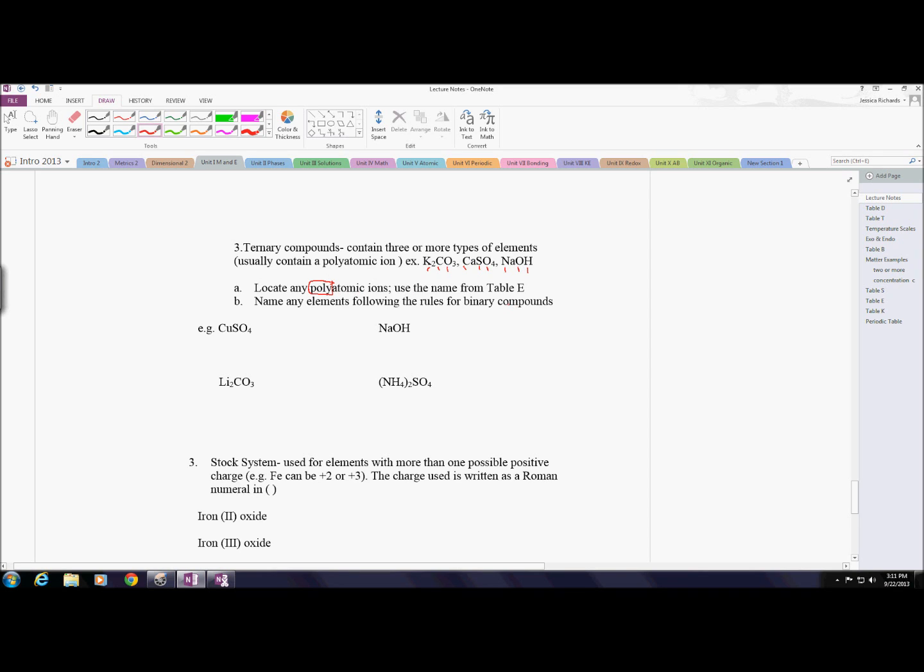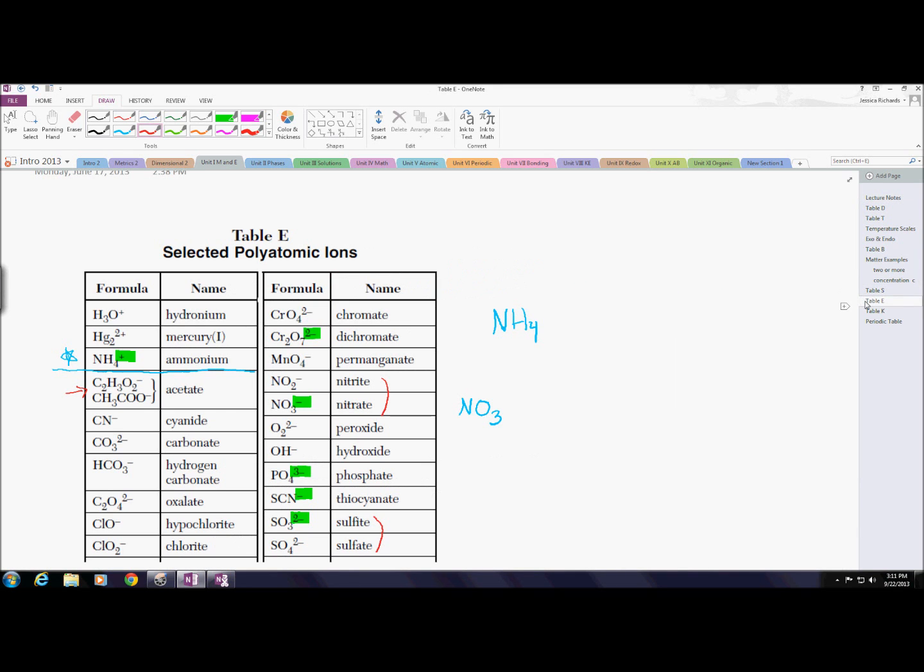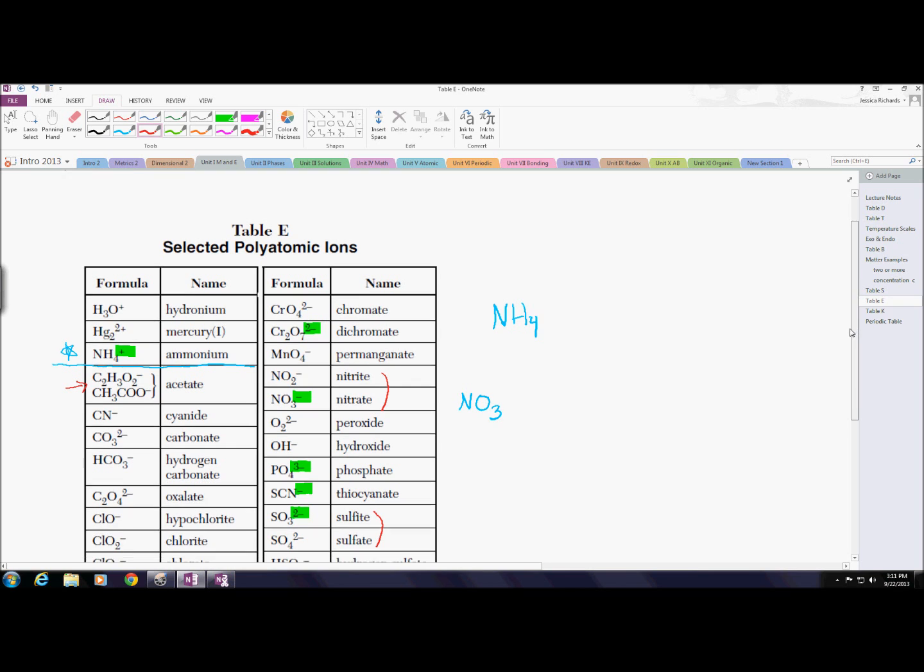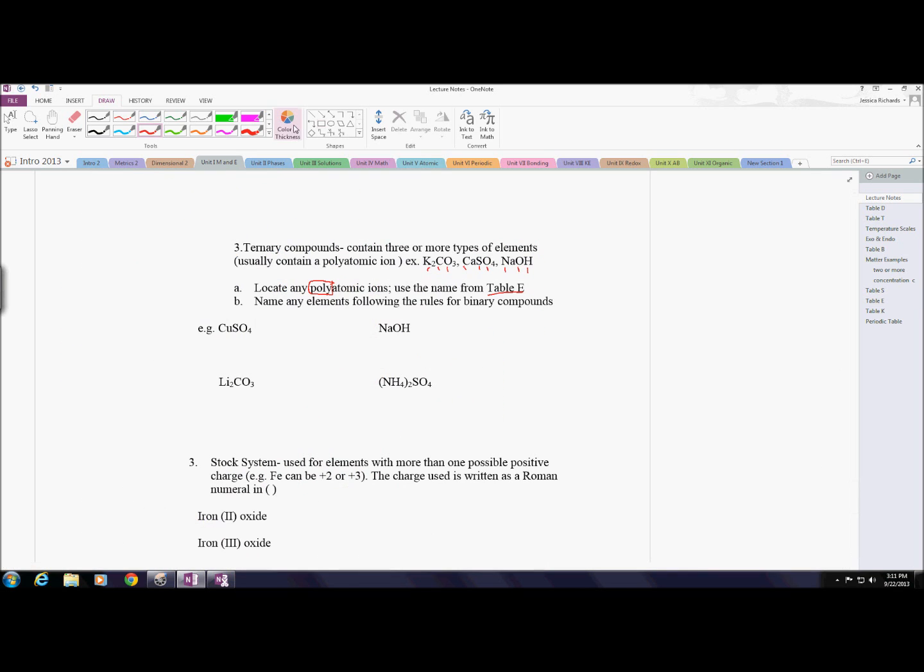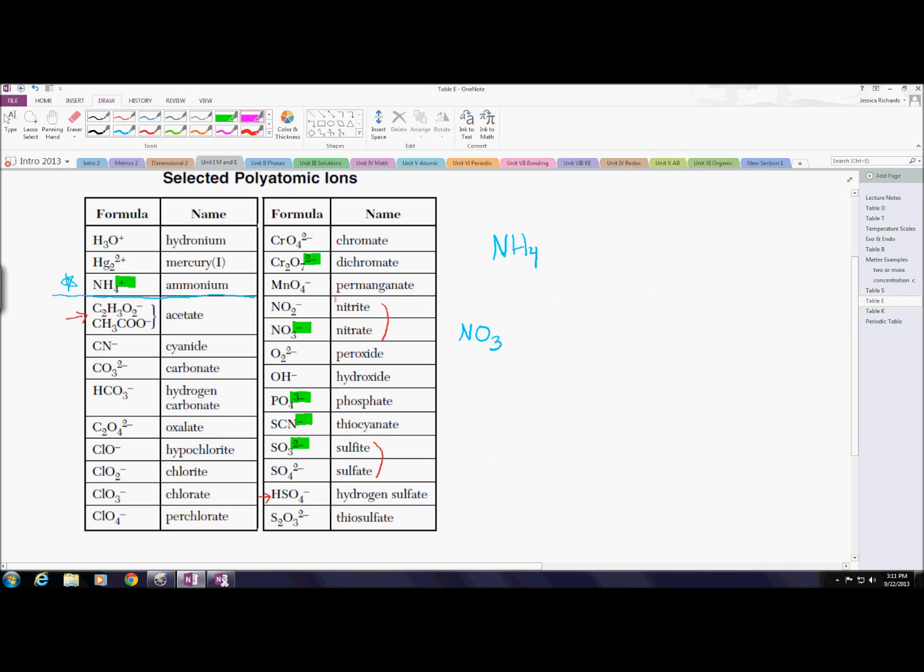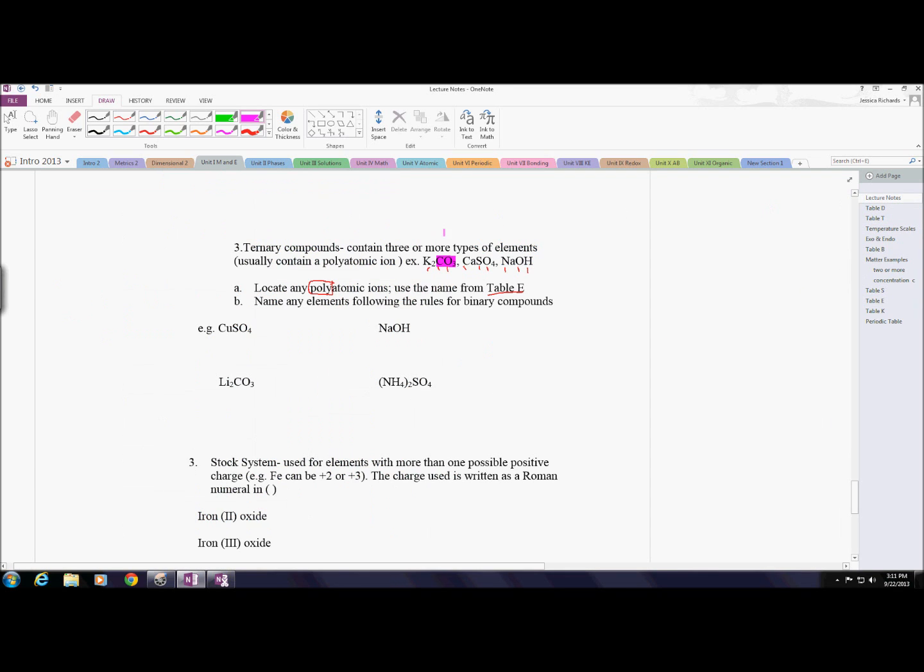So we talked about polyatomic ions. We said they're on table E. So if you see a ternary compound, the first thing you should do is go to table E and find the part on table E that's in your compound. There's a capital K with a 2, and there's a CO3. The next one, CaSO4. When I look here, I find SO4 down here. That's sulfate. So when I look at that compound, CaSO4, that's your ternary compound.